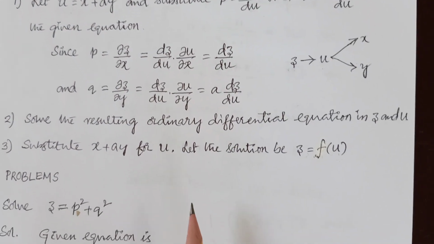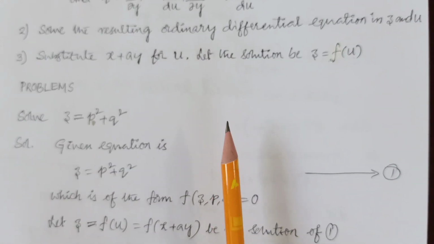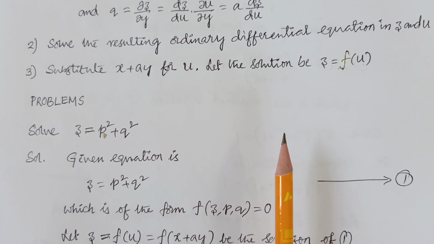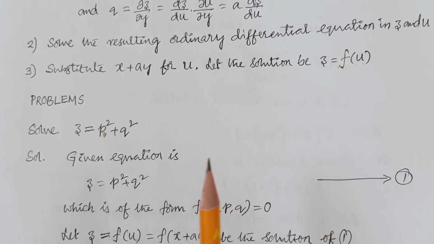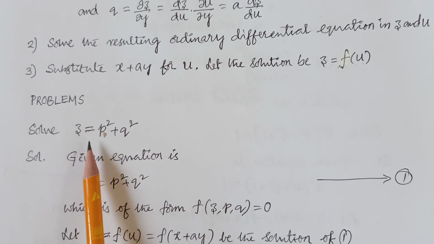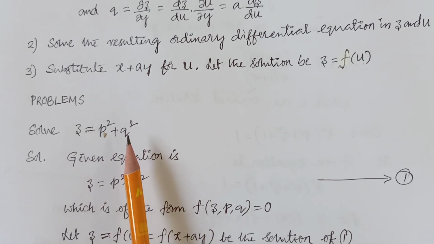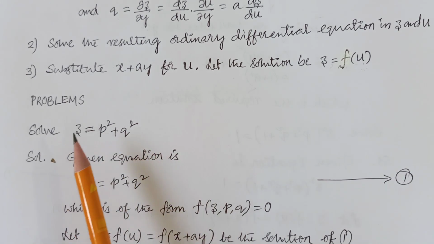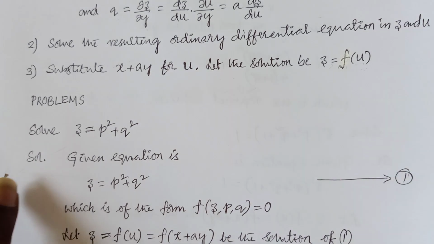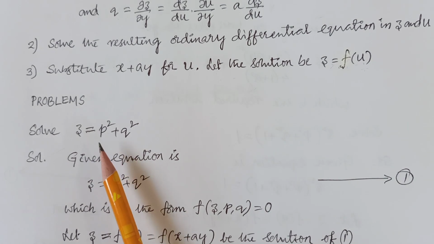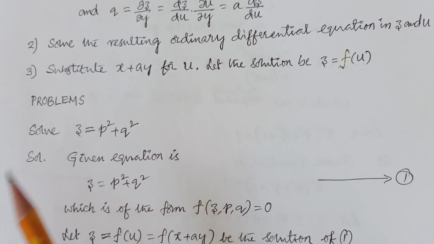Let us do one problem. Here is the problem: solve z = p² + q². Now in the given equation, you can observe this problem contains only p, q, z. So this is of standard form 2.